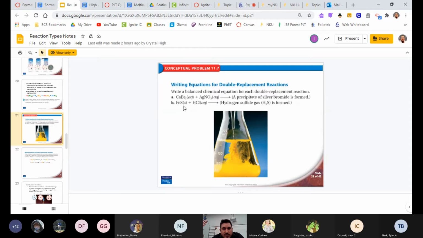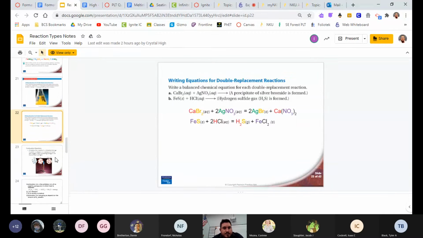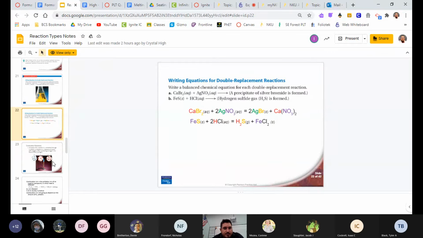Here you have iron sulfide with hydrogen chloride. It's hydrochloric acid. But you have iron is metal, hydrogen is on the left side of the periodic table. Sulfur, non-metal, chlorine, non-metal. Hydrogen and the iron are going to switch places. So you're going to make hydrogen sulfide, then you make iron chloride. Okay, so they just simply switch places. You got a new substance, which is what we just did there.